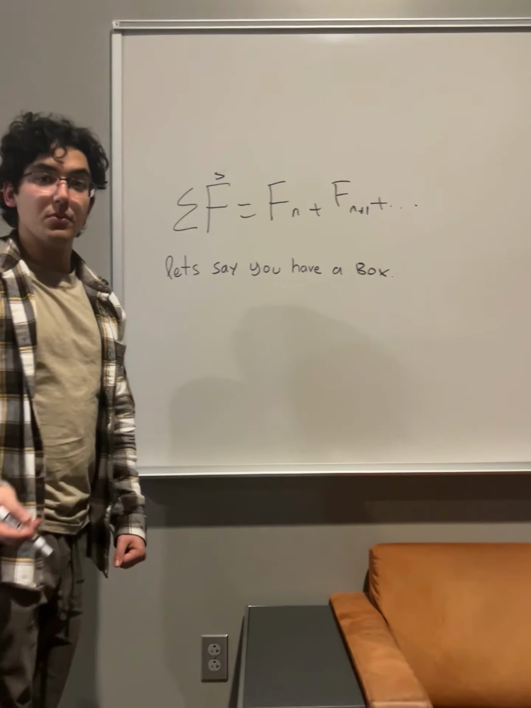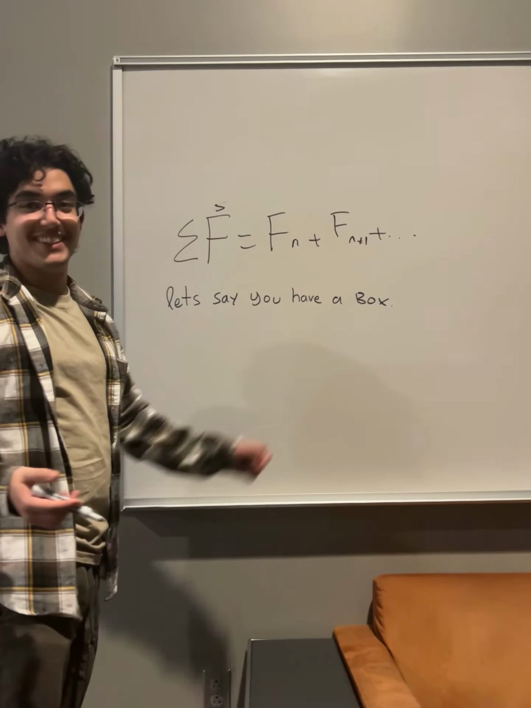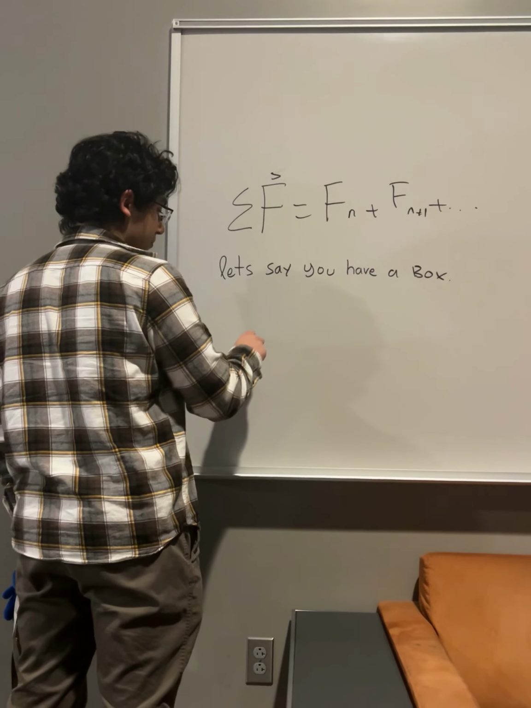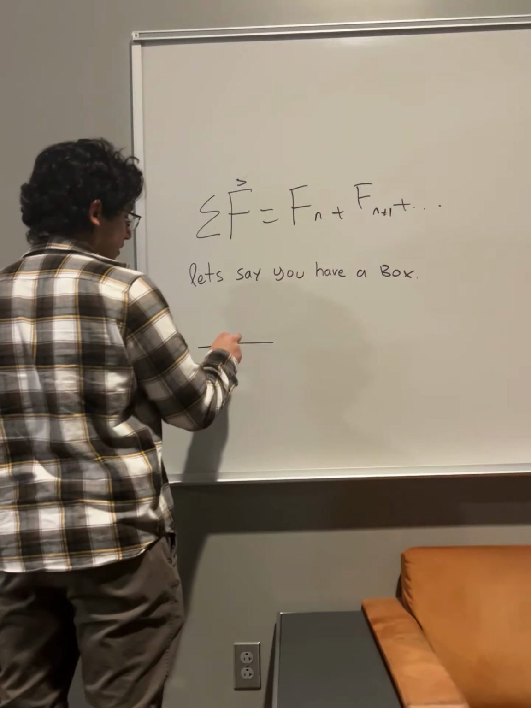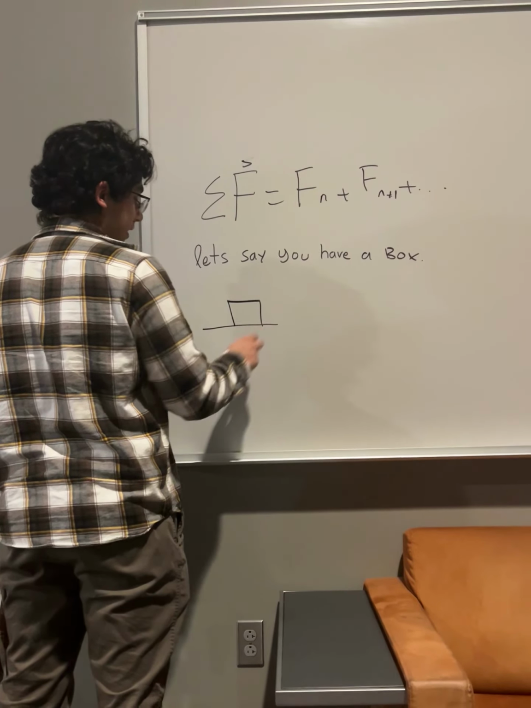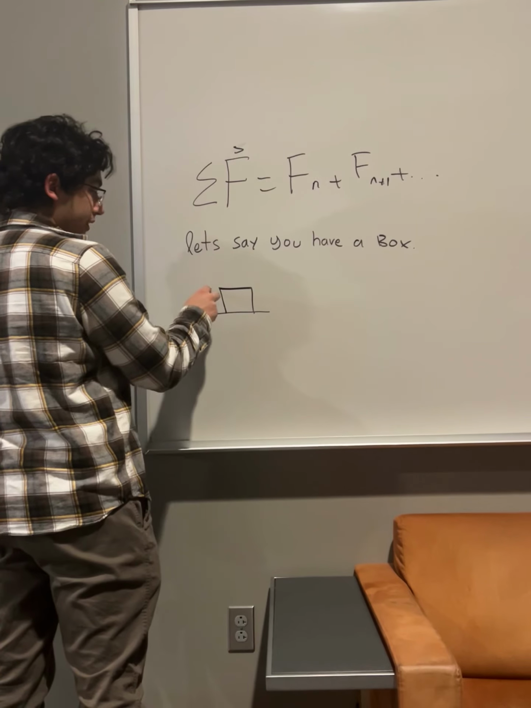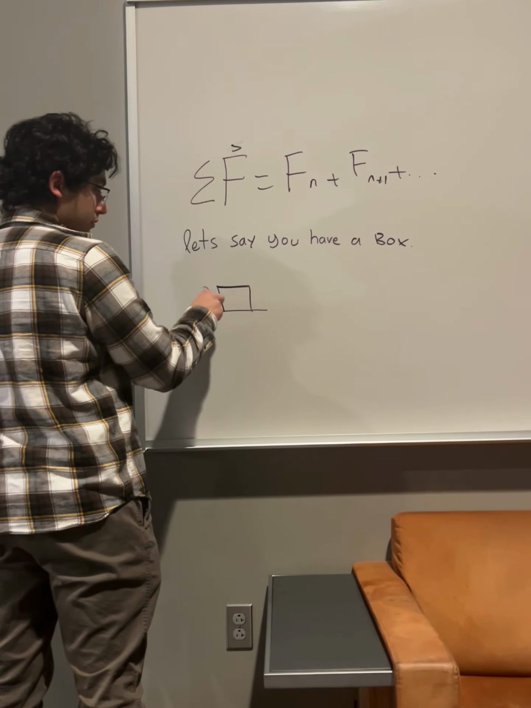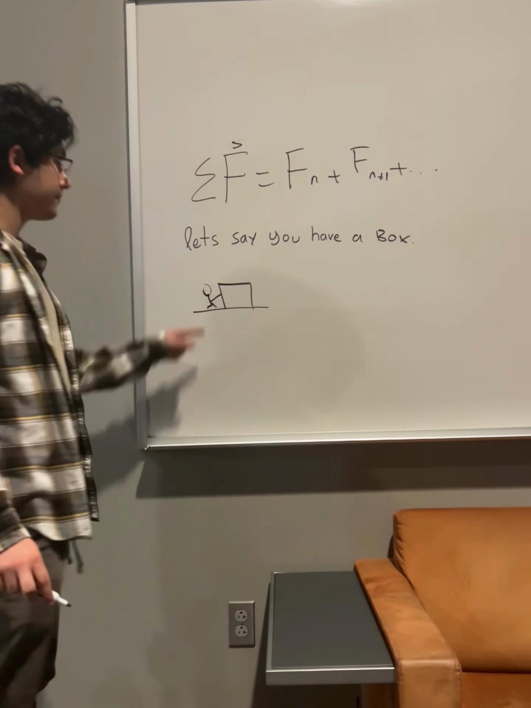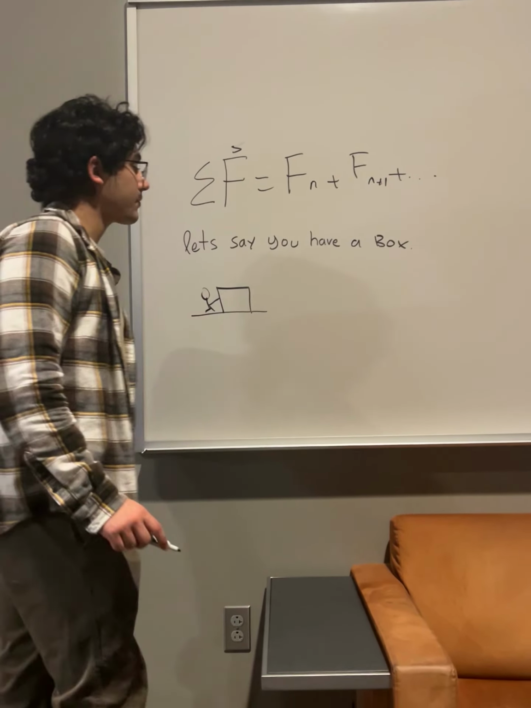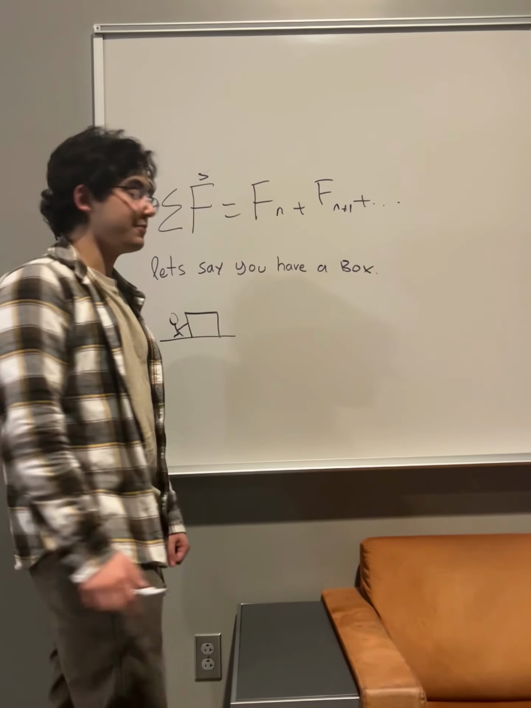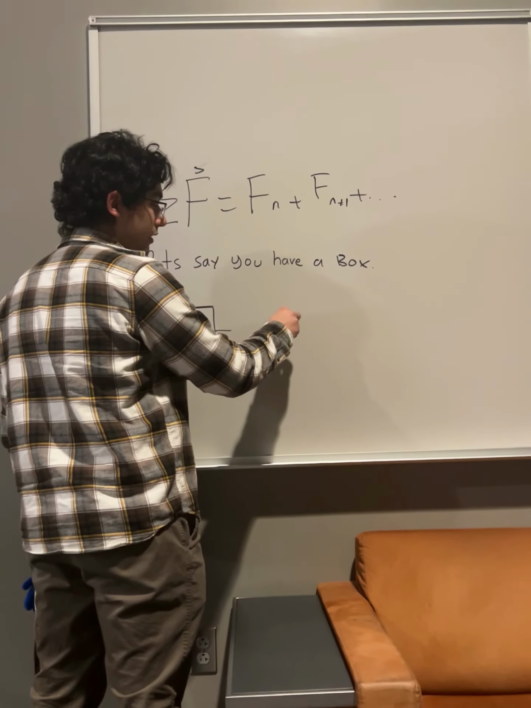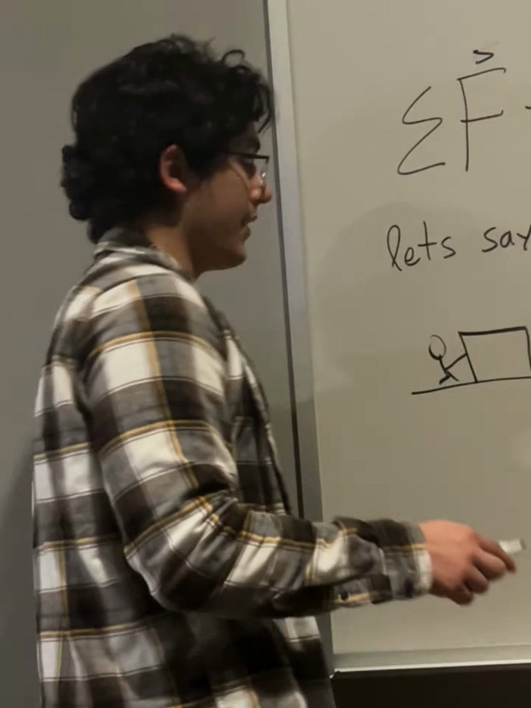Now let's do an example. Let's say you have a box. This box is approximately, we'll do an easy one. It's flat level, and you have a box. And there's an applied force, someone's pushing it right here on the left. Now, you might be wondering, how are we going to do this? Well, that's why we have free body diagrams. A free body diagram is basically a dot, which represents our box, right?